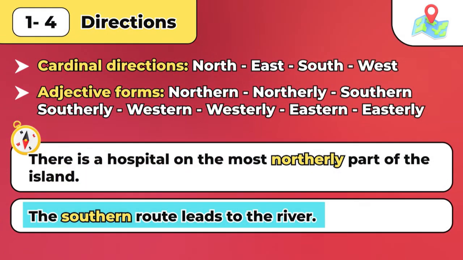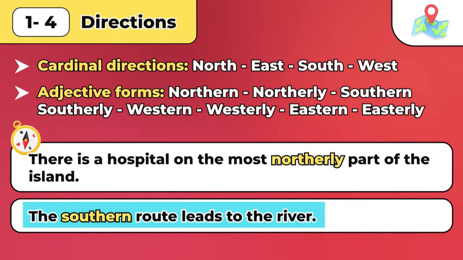IELTS writing task 1 provides you with charts, graphs or maps which you need to describe. If you get a map, it's important to know the adjective form of the cardinal directions: north, east, south and west. The adjective forms are northern or northerly, southern or southerly, western or westerly and eastern or easterly. For example, there is a hospital on the most northerly part of the island, or the southern route leads to the river.